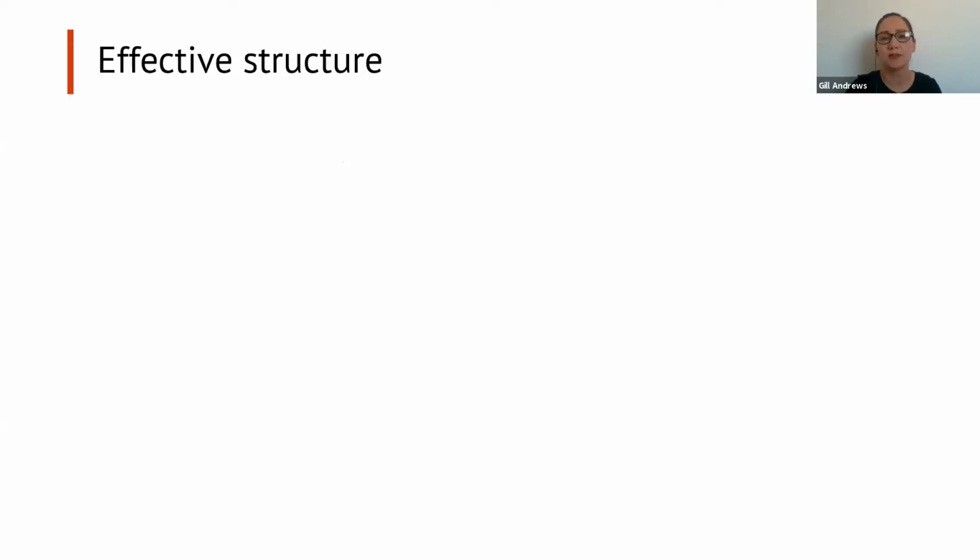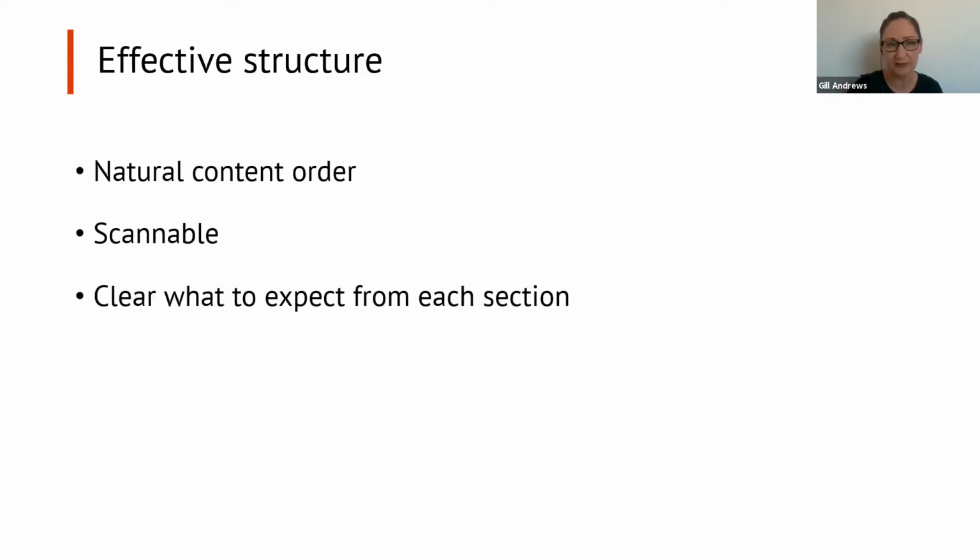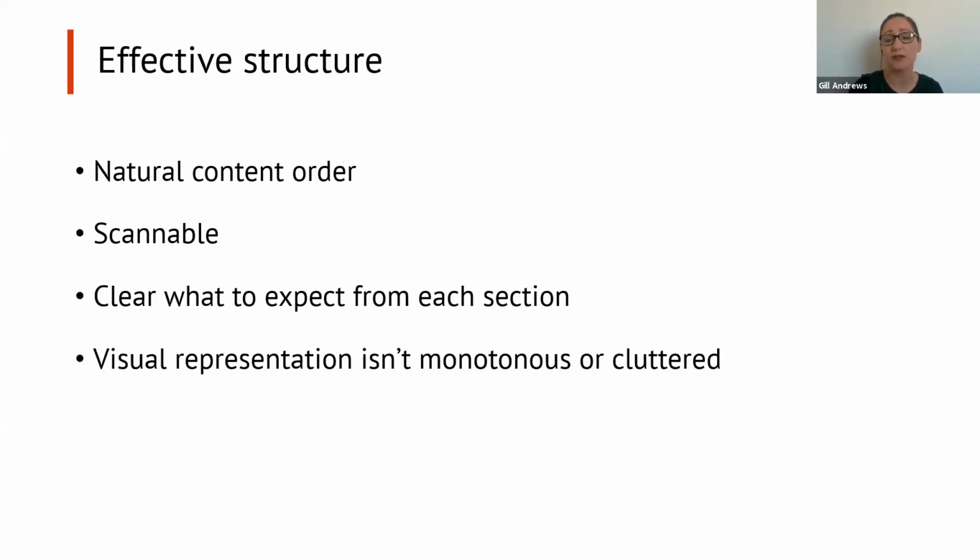Okay, so what does that mean? What is effective structure? We just talked about how people read websites and the goal of your homepage. What does that mean for the structure? So effective structure has a natural content order, is scannable, and each section sets clear expectations of what to expect from it by having a clear heading. And the visual representation of all of that isn't monotonous or cluttered, because otherwise, even if the structure is best on paper, it will just fail.